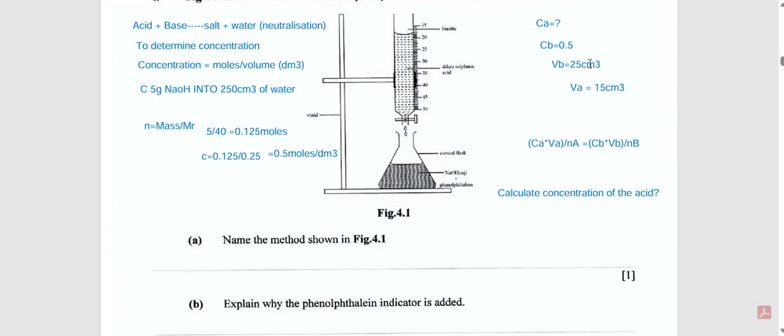Remember to change this to what? To cubic decimeters, and we said you divide by 1000. Also need to change this, divide it by 1000, and I want you to substitute into this formula that says concentration of acid times volume of acid, all divided by number of moles of acid is equal to concentration of base times volume of base, all divided by the number of moles of the base. And then you make the concentration of the acid the subject of the formula.